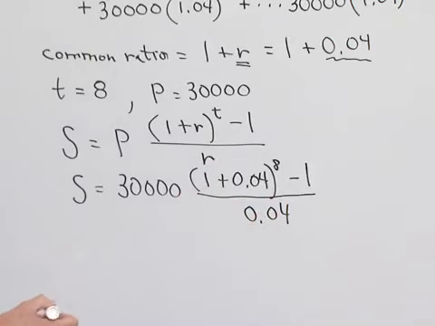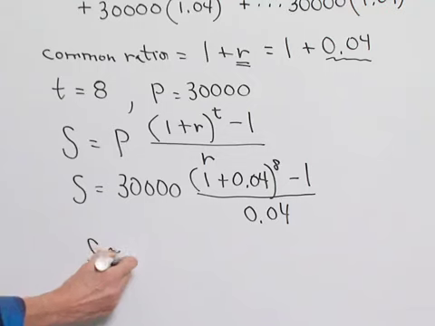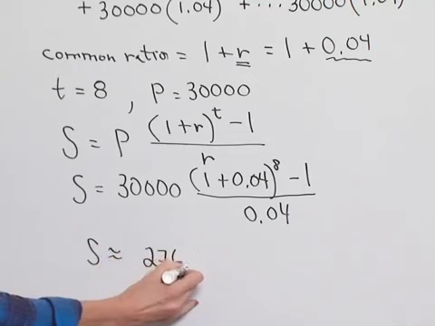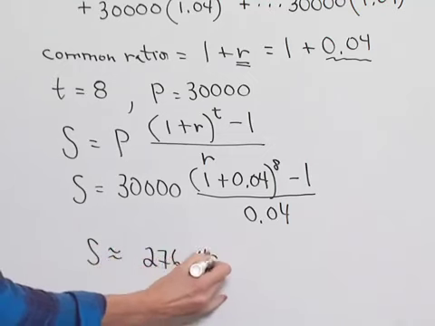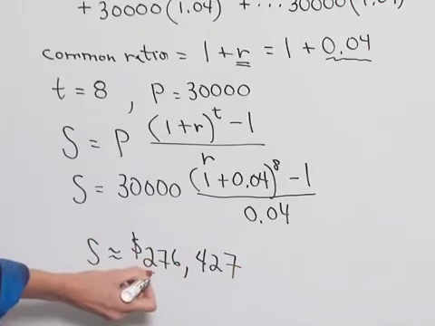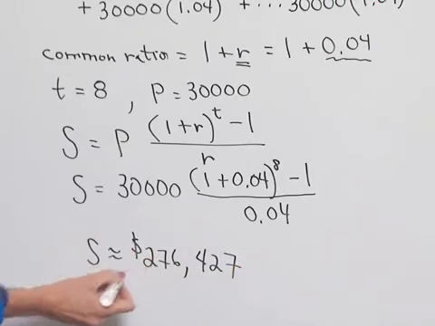Now, using a calculator, we can come up with the value for S, rounded to the nearest dollar, of approximately 276,427. And that's in dollars. So the total amount of salary paid over the 8 years is $276,427.